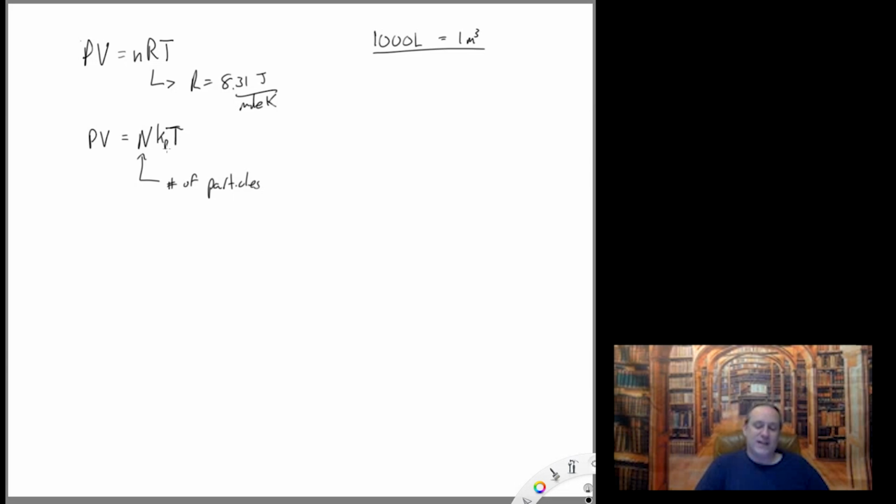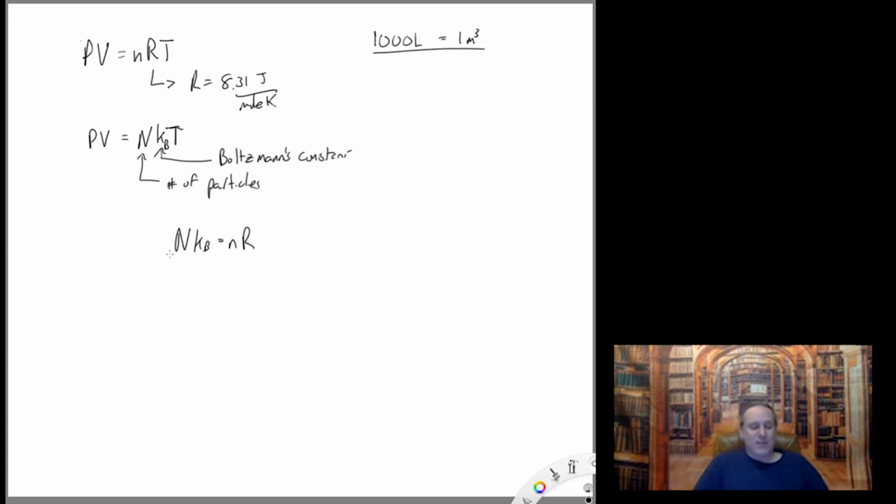That constant is a k with a little b on it, and that's called Boltzmann's constant. So again, this is just basically doing slightly different units. The connection is as follows. The number of particles times the Boltzmann's constant should be equal to the number of moles times the ideal gas constant.